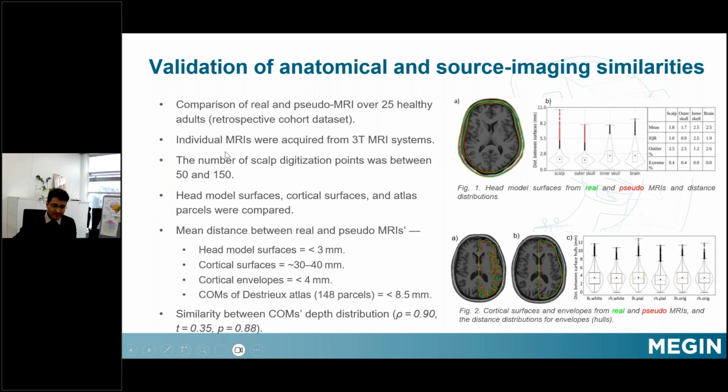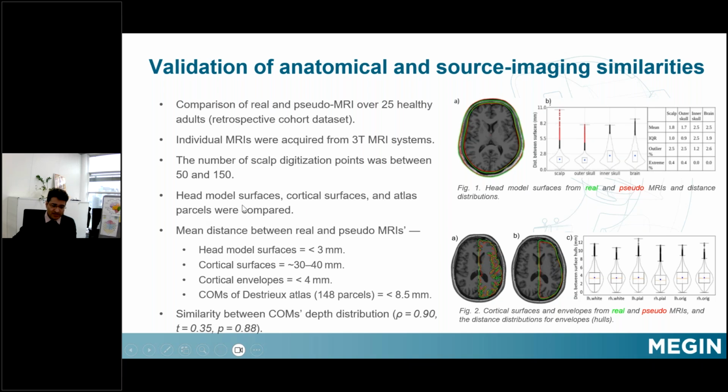So we took this data. The individual MRIs for these subjects were acquired with a 3 Tesla MRI system, so the individual MRIs, with which we compared our pseudo-MRI, were of good quality. The number of scalp digitization points lay between 50 and 150, so it was a huge range. 50 was quite small, but 150 was sufficient, and the number of digitization points for these subjects ranged between these two numbers.